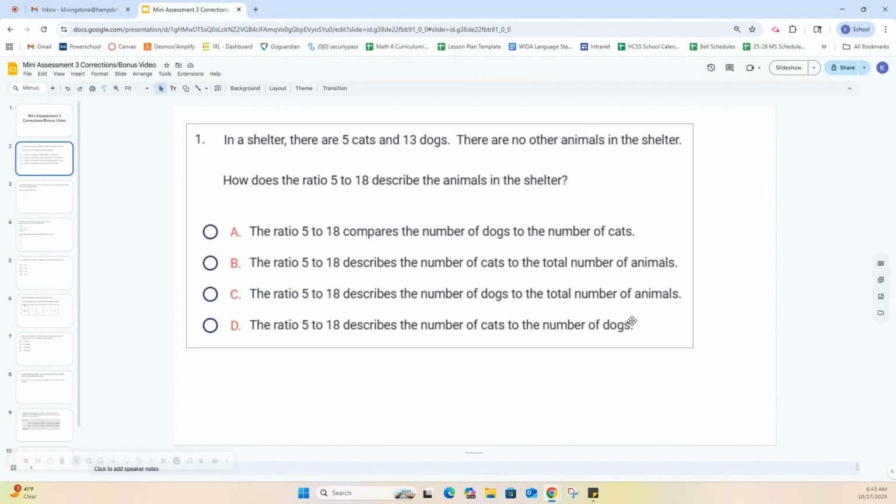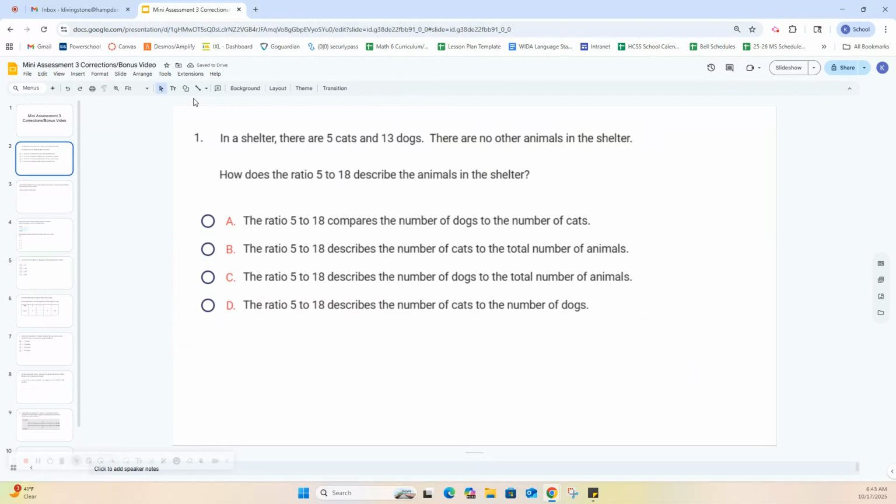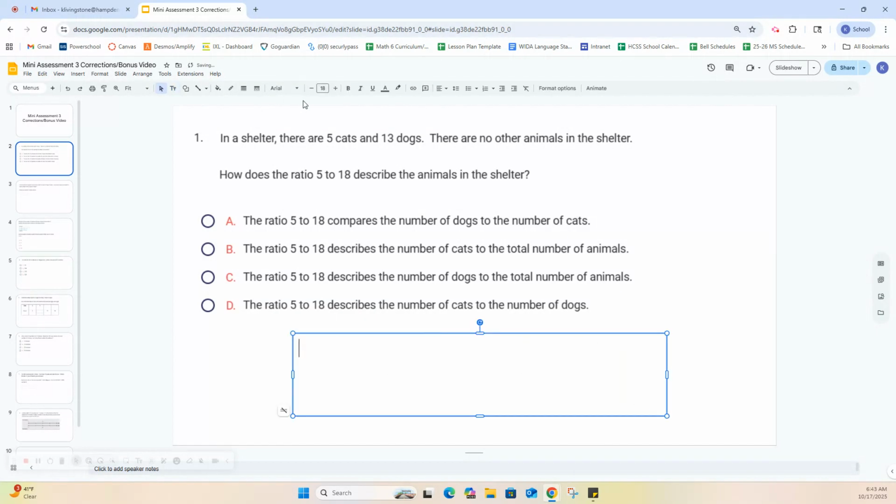All right, let's read through question 1. In a shelter, there are 5 cats and 13 dogs. There are no other animals in the shelter. How does the ratio 5 to 18 describe the animals? Okay, so we have a ratio of 5 to 18. We need to figure out what the 5 represents and what the 18 represents. First, we see very clearly in a shelter there are 5 cats. So the 5 represents the number of cats.